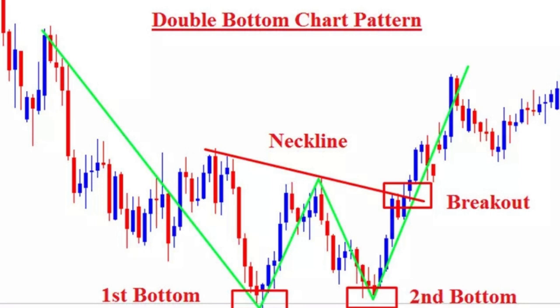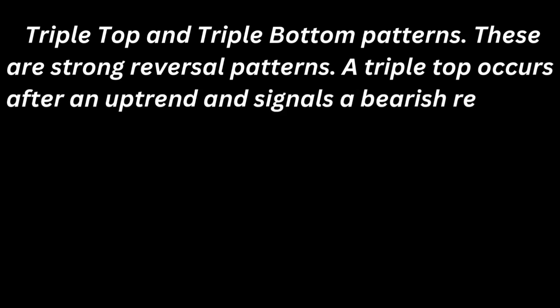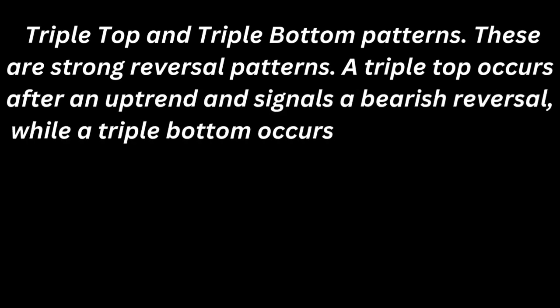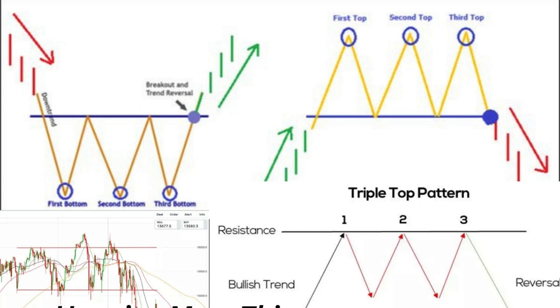Triple top and triple bottom patterns. These are strong reversal patterns. A triple top occurs after an uptrend and signals a bearish reversal, while a triple bottom occurs after a downtrend and signals a bullish reversal. A triple top is formed when the stock reaches the same resistance level 3 times but fails to break through.